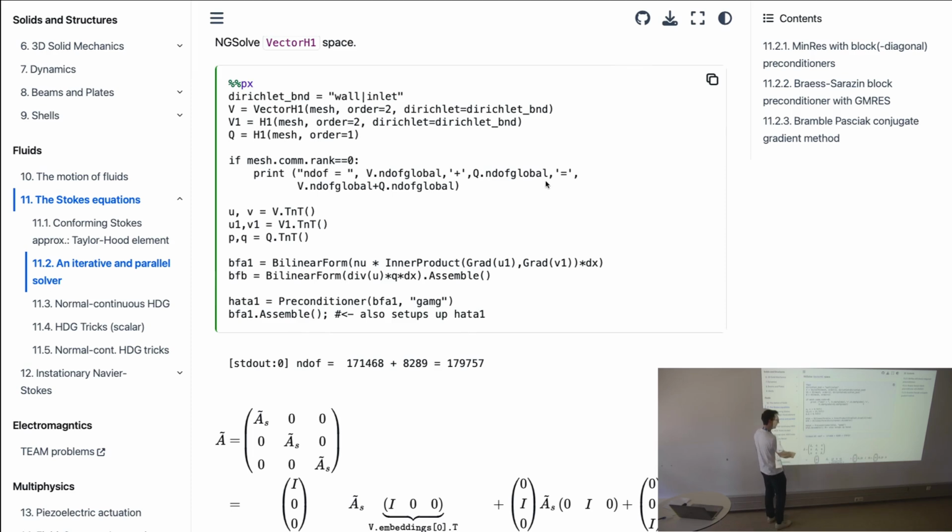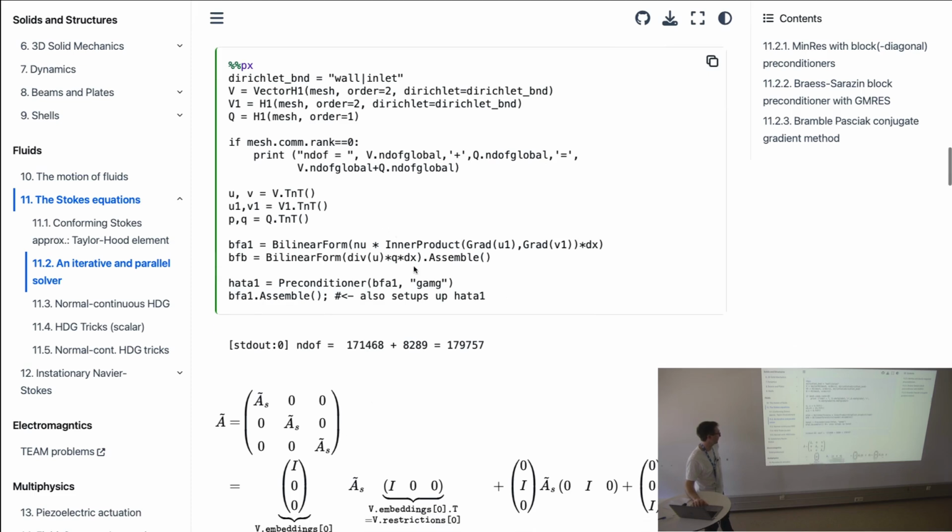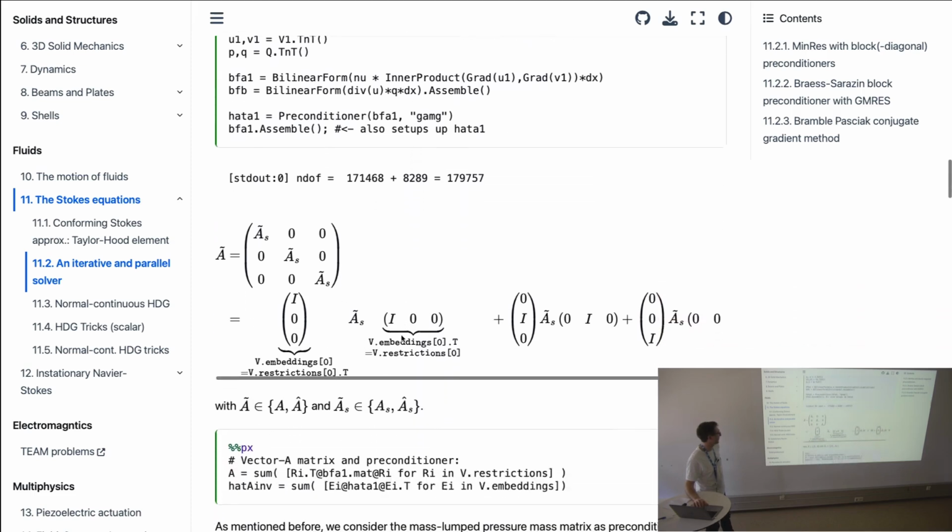Okay, and the main thing that is crucial here is this het A1. This is the preconditioner that is defined for the scalar part. And you see here in NGSolve, that's pretty easy. You just write preconditioner bilinear form A1, the one for the scalar variable, and we add this GAMG flag. And when you call the assemble routine, then the corresponding preconditioner will be set up.